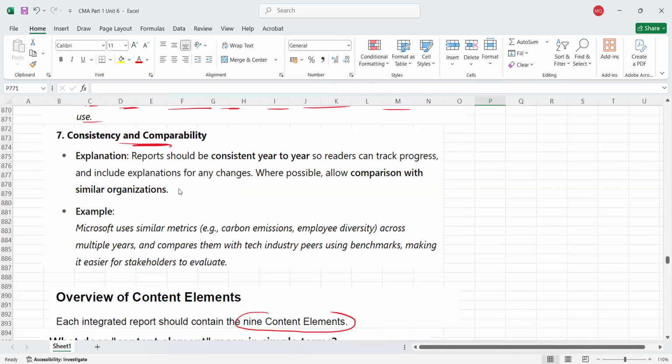So the report should be consistent year to year, so readers can track progress, and include explanations for any changes. If you have made any changes, you should include that information. Where possible, allow comparison with similar organizations. For example, Microsoft uses similar metrics, for example carbon emission and employee diversity, across multiple years, because they are trying to make this report comparable from year to year.